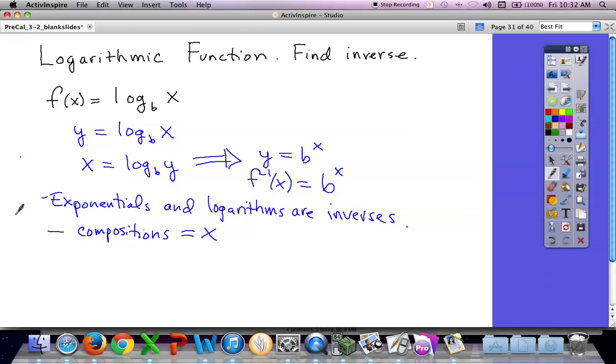Right, and it doesn't matter the order. Remember, when two functions are inverses, it doesn't matter if you do f of g or g of f. Everything cancels and you're just left with the x.